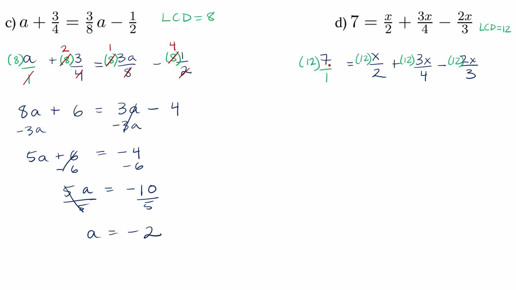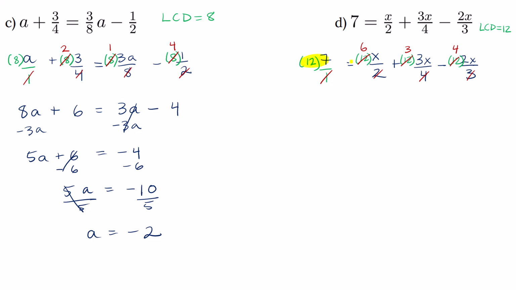Next, let's get rid of our denominators. So 12 divided by 1 is 12. 12 divided by 2 is 6. 12 divided by 4 is 3. And 12 divided by 3 is 4. One tip with this step, if you're having a hard time figuring out what we have left for the simplified equation, you could always highlight everything that we didn't cancel out.